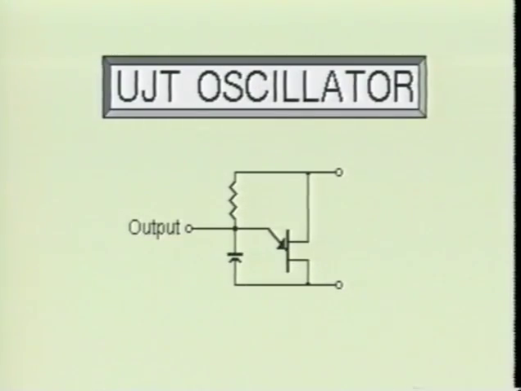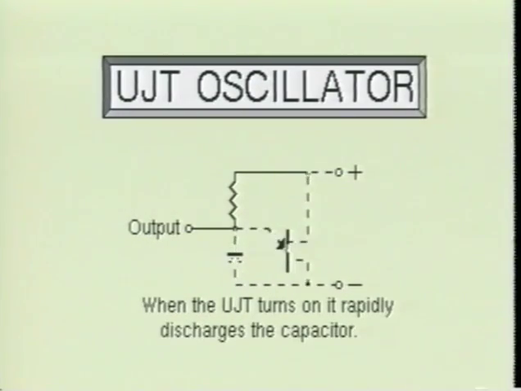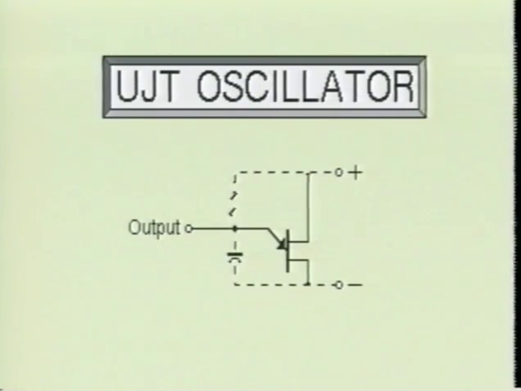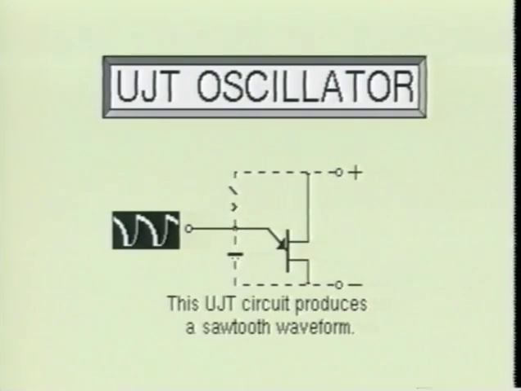Here we see the unijunction transistor in a relaxation oscillator circuit. When the circuit is energized, the capacitor charges through the resistor to the positive side of the power source. When the capacitor voltage reaches the peak voltage level of the UJT, the device fires and rapidly discharges the capacitor. Once the capacitor has discharged, the unijunction transistor turns back off and allows the capacitor to charge back to the positive side of the power source. This process will continue indefinitely. The resulting output will be a sawtooth waveform. The frequency of the oscillator circuit will be controlled by the values of the resistor and capacitor.